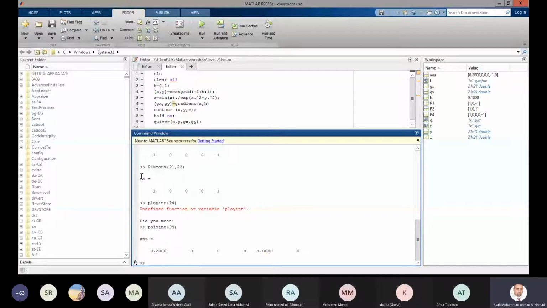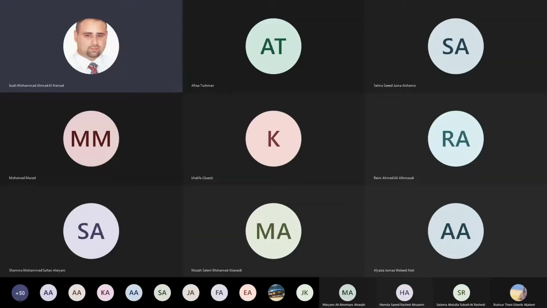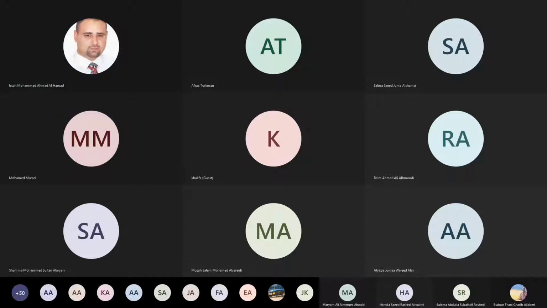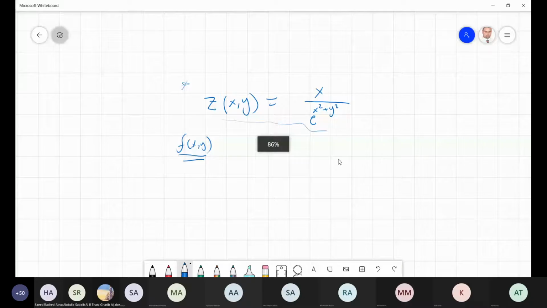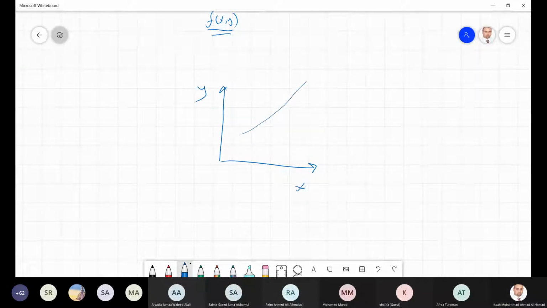Now, what about if you need to make numerical integration? Sometimes you have to make numerical integration. Let me switch back to my whiteboard to show you how we can do this. Can you see my whiteboard now? Yes, we can. Okay. And we know that the integration is simply the area under the curve. So if this is y and this is x, the integration is the area under the curve.